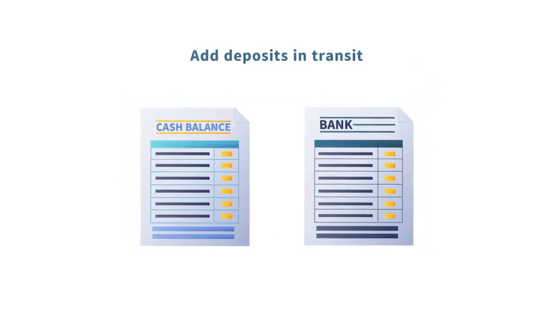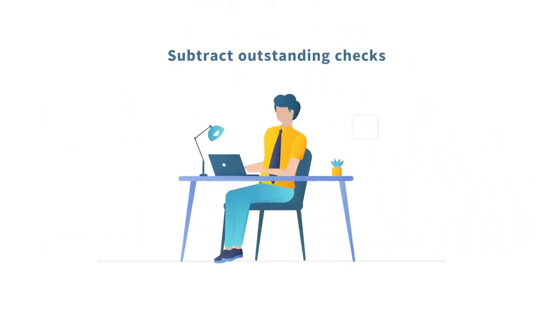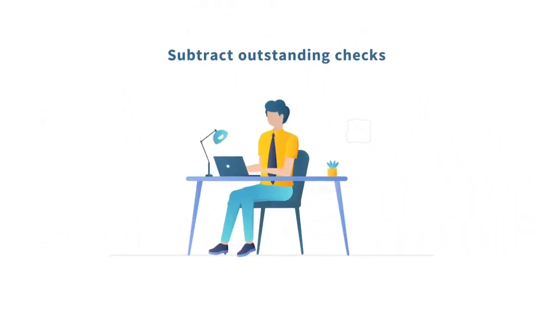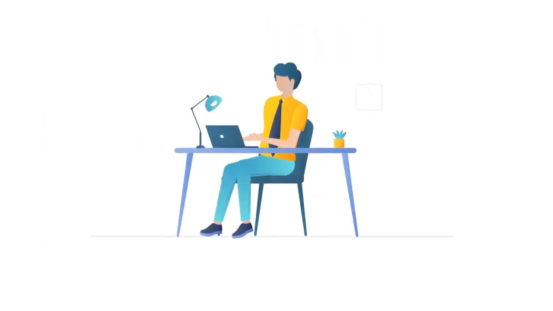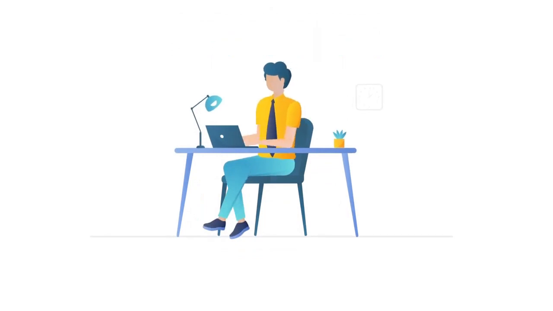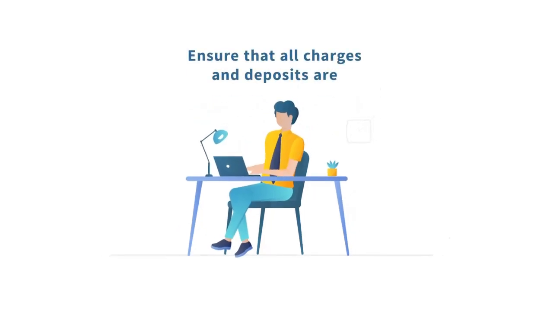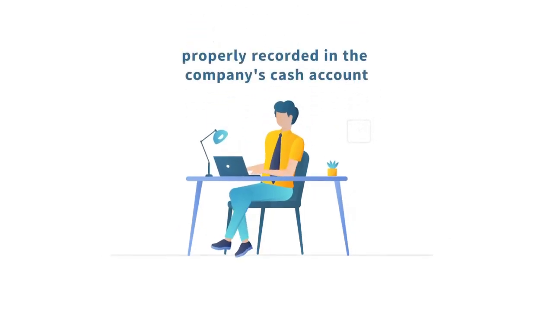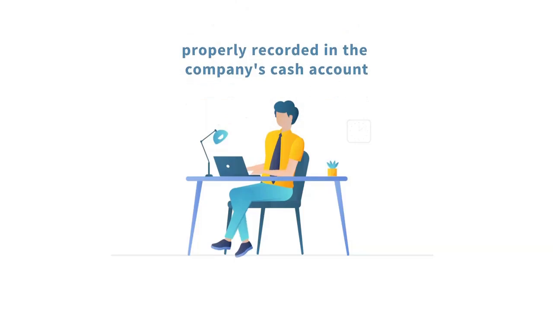To do this, they must add deposits in transit, subtract outstanding checks, and either add or subtract bank errors. Changes will also have to be made to the cash balance records so that they can appropriately represent all company transactions. This will be accomplished by ensuring that all charges and deposits are properly recorded in the company's cash account.